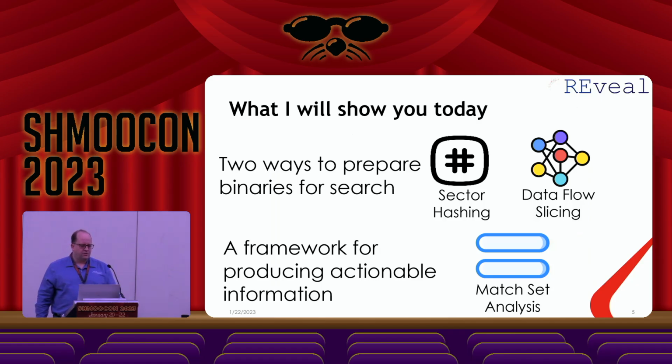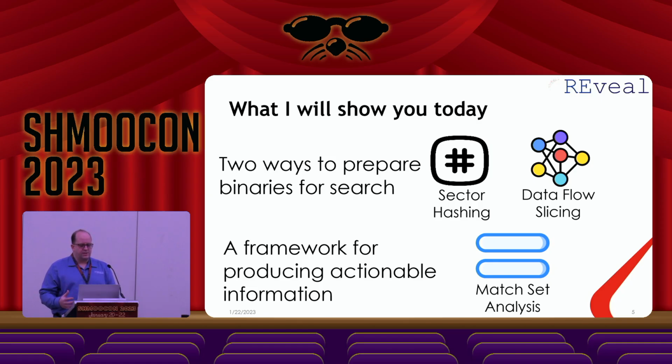What I will show today is 2 methods of preparing binaries for search and a framework for producing actionable information. So the first thing is sector hashing. You might look up sector hashing and get some academic papers. They're doing something slightly different with sector hashing. What sector hashing does is it matches raw bytes and allows you to line up those bytes and find matching bytes across a corpus. But the academic papers typically just hash a binary and then search a whole forensic image to see if it's there-ish.